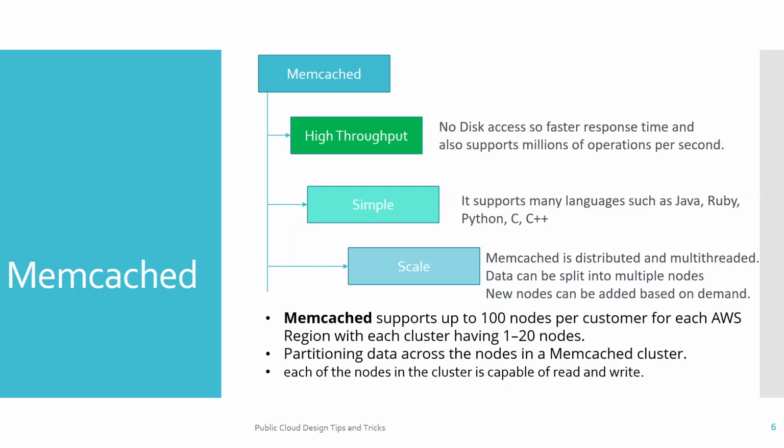Now, Memcached supports up to 100 nodes per customer for each AWS region, with each cluster having 1 to 20 nodes. Partitioning of data across the nodes is possible in a Memcached cluster. Each of the nodes in the cluster is capable of read and write operations.